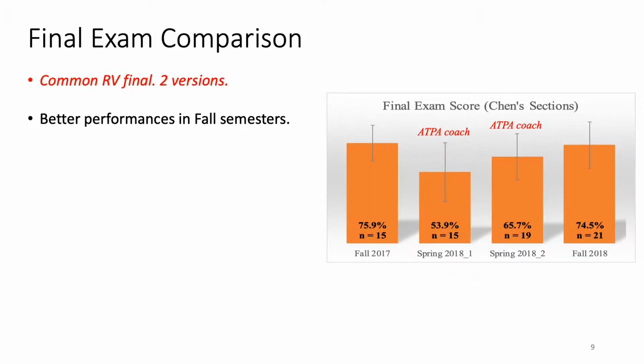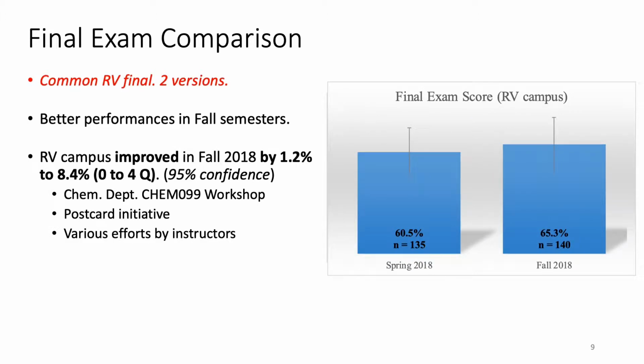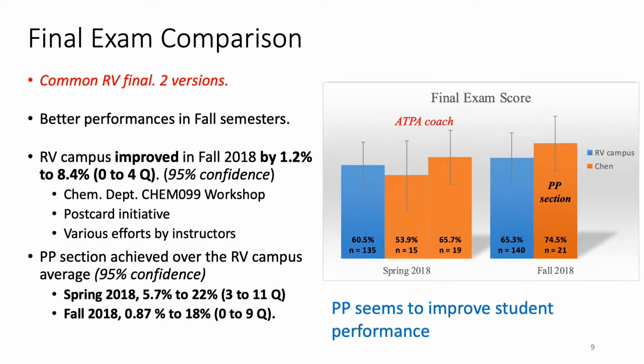Final exam comparison. The two fall semesters have very similar final exam averages. My spring semester was not so good, even though we had the coaches embedded in those classes. How about my class? These are the results from the campus. So I have a lot more people, as you can see. And the fall semester, in general, did better than the spring semester, by about 2 problems on average, about 1.2 to 8.4%. What about my class?